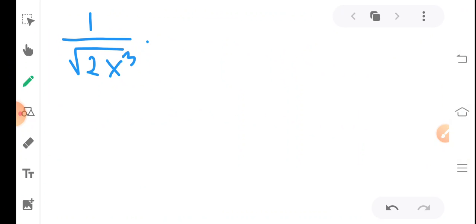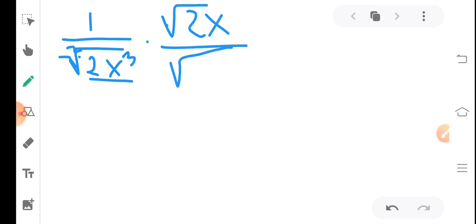Now, to rationalize this, we have to look for a term that, if we multiply it with our radicand, the result is a perfect square, since our index here is 2. So we have to look for a multiplier of our radicand that will make the radicand a perfect square. In this case, we multiply by the square root of 2x over the square root of 2x. So you have to multiply it with a term that is equal to 1.